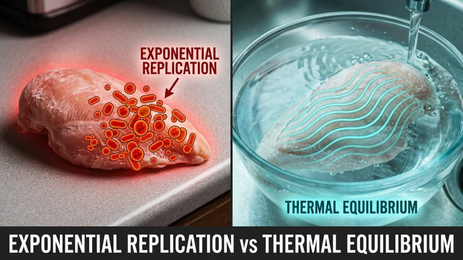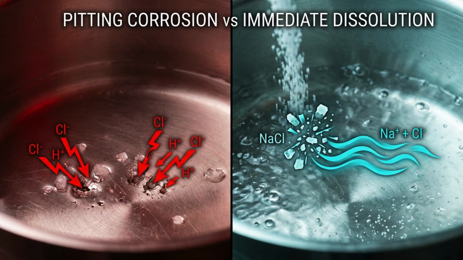Exponential biological replication, the thermal danger zone. Leaving frozen meat on the counter is a biological hazard. The interior thaws instantly, entering the 40 to 140 degree danger zone, mathematically triggering exponential, explosive bacterial replication while the core remains completely frozen.